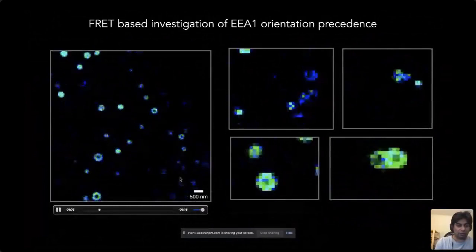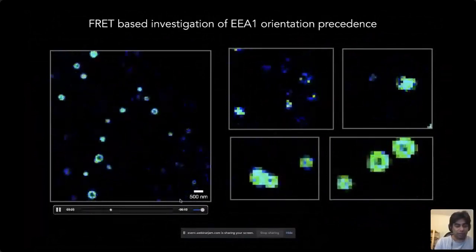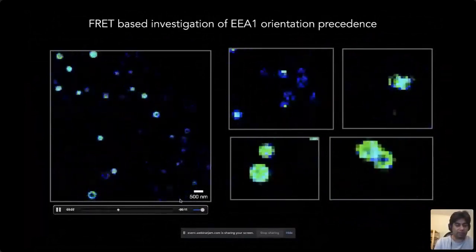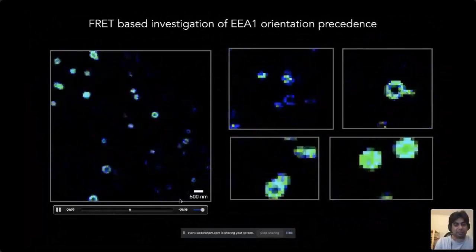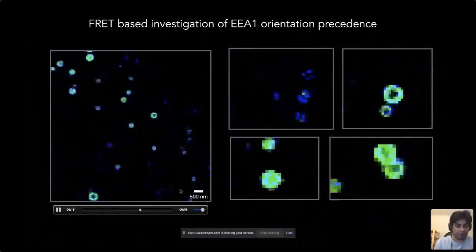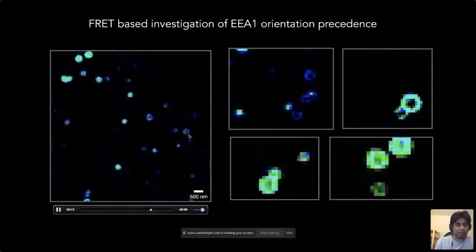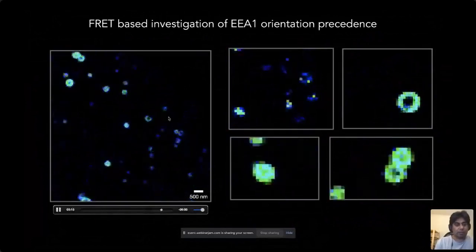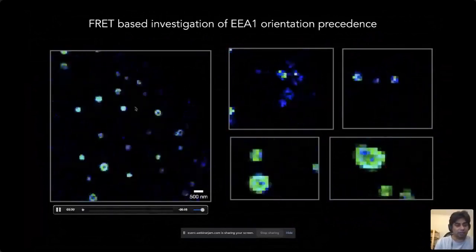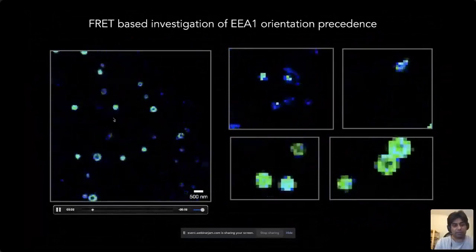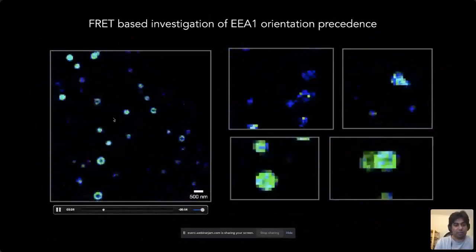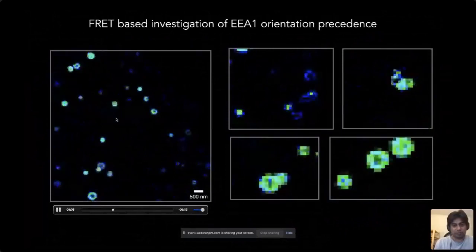You can see that a lot of endosomes are blue in color, meaning that there is FRET taking place, which means that the N-terminal is the one that interacts first with the vesicles. And as the vesicles mature and grow larger, you see more green, which means that there is no FRET taking place, and therefore it's bound mostly through the C-terminal.